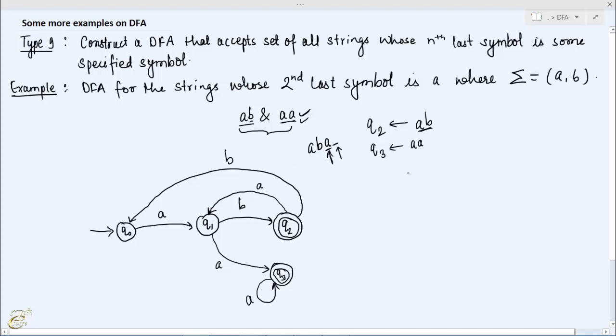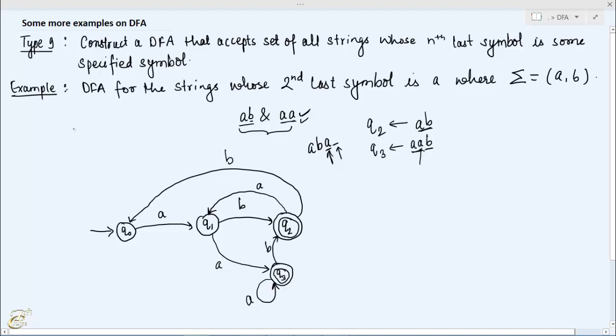Similarly, what if the machine reads the symbol B in Q3 state? That means B after these two A's. In this case, the second last symbol is A and the last two symbols are AB, therefore it should be accepted by the state Q2. Therefore, we make a transition from Q3 state to Q2 state on encountering the symbol B.